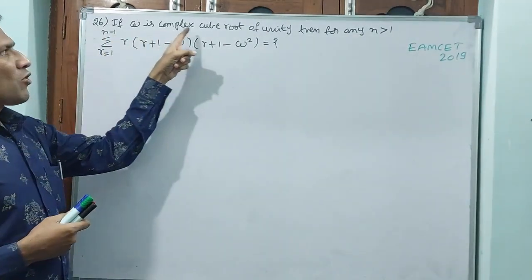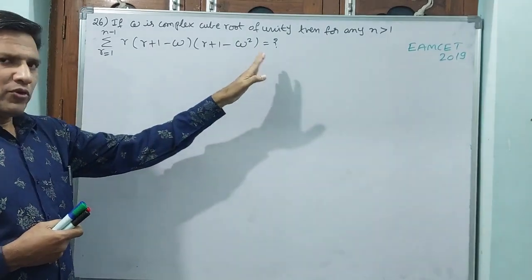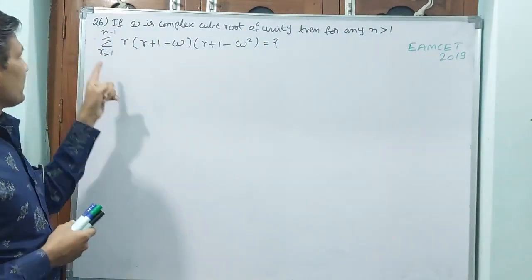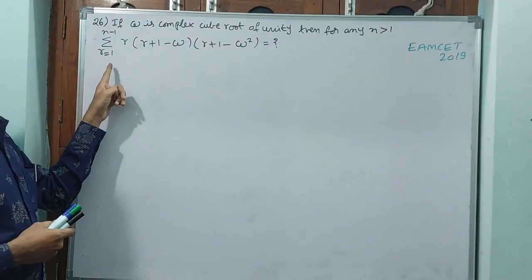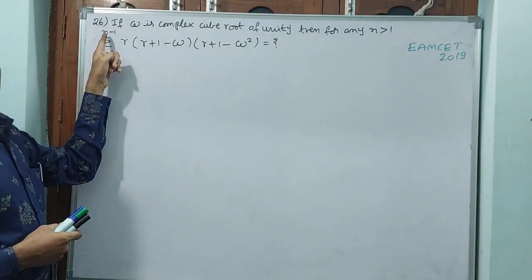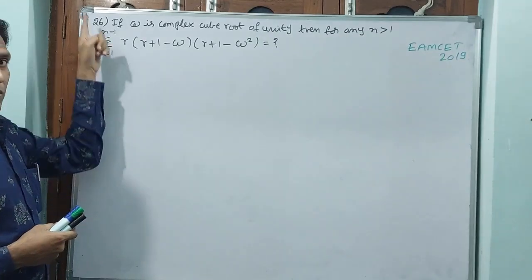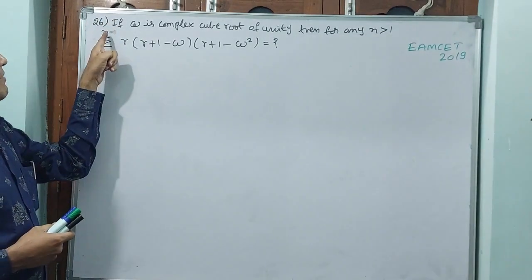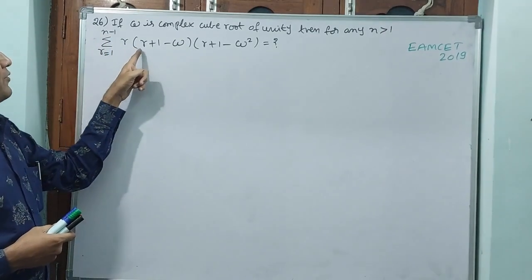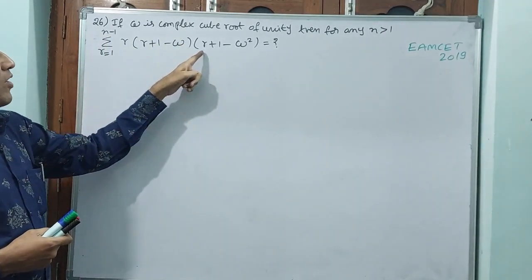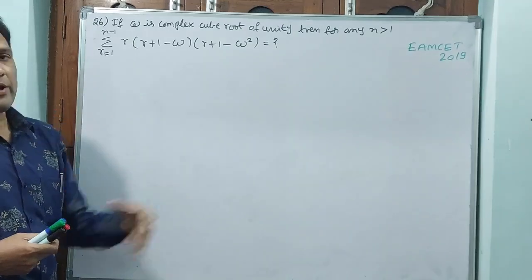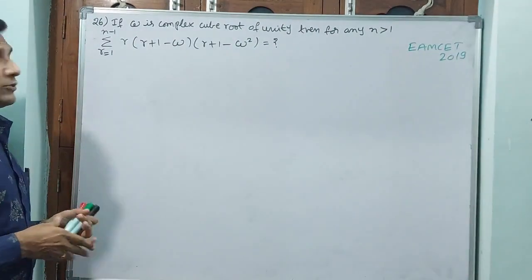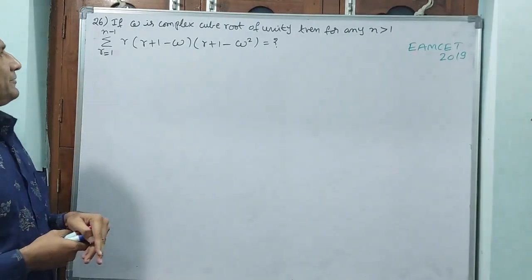Question number 26, this is an EAMCET 2019 question. If omega is a complex cube root of unity, this we know very well, for any n greater than 1, sigma r is from 1 to n minus 1. See, r is not from 1 to n. Observe carefully, r is from 1 to n minus 1. Sigma of r into r plus 1 minus omega into r plus 1 minus omega square, what is the value? Let me tell you how to proceed.